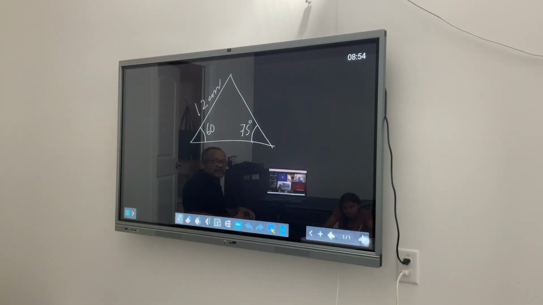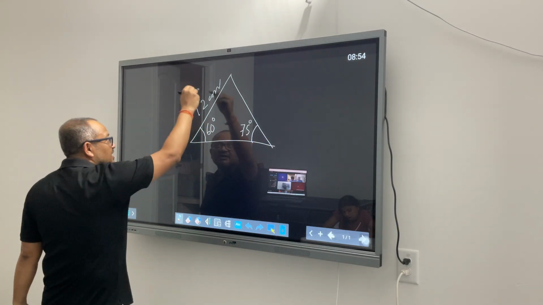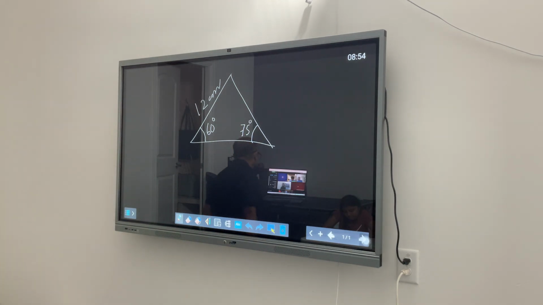So this is a triangle where one of the angles is 60 degrees, another angle is 75 degrees, and this side is 12 centimeters. I want you guys to find out the length of the other two sides. Just for me.